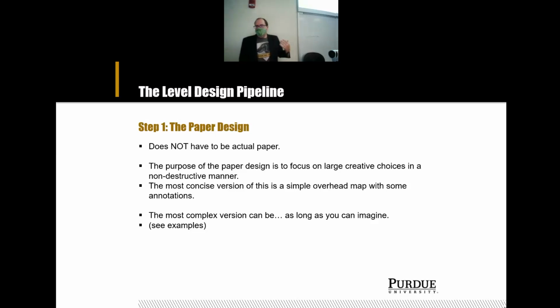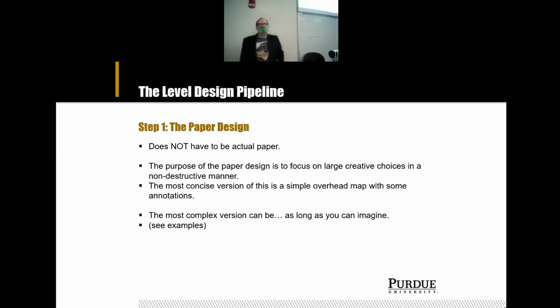So step one is the paper design, which does not have to actually be paper, of course, obviously. It could be done in MS Word or Illustrator, whatever, right? It just means you're designing outside of the engine, in a document or something like that. The purpose of this is to focus on your large creative choices in a non-destructive manner, which means that if you need to make some big change, like you decide, I'm going to do Greek ruins. All right, Greek ruins is awesome.